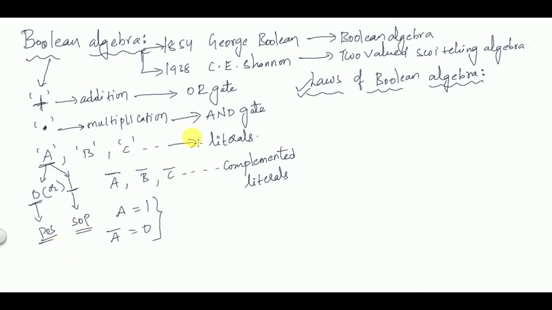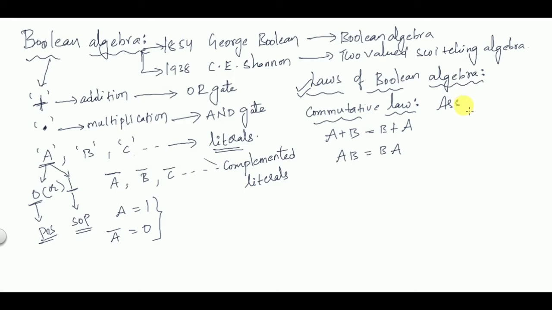Each is called a literal. Now, the laws of Boolean algebra. The first law is the commutative law. Boolean algebra obeys the commutative law, that is, a plus b is equal to b plus a. Similarly, a into b is equal to b into a. This law is obeyed by Boolean algebra.